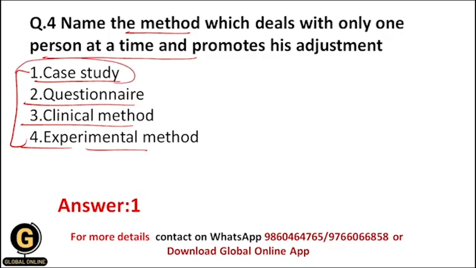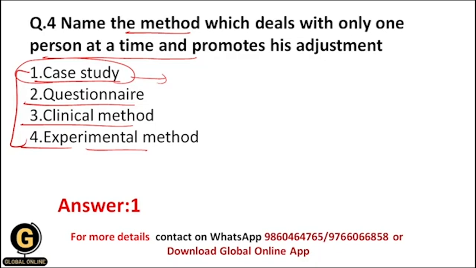As we have seen earlier in this video, within the case study we study in detail information about a single person at a time. And that's why case study is the method which deals with only one person at a time, and also case study promotes that person's adjustment. I mean to say, according to that person's adjustment, the researcher does the study.